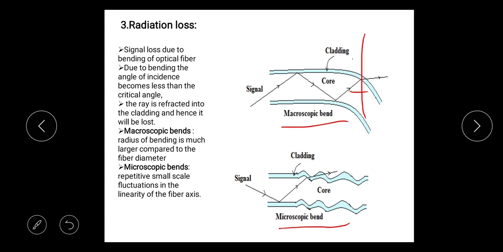Second one is microscopic bends. Microscopic bends are small scale repetitive fluctuations in the linearity of the fiber axis. You can see in the diagram here multiple fluctuations in which the light ray fails to undergo total internal reflection because the angle of incidence will be less than the critical angle. So in radiation loss due to bending of optical fiber, the light ray fails to undergo total internal reflection, so it is considered a loss.